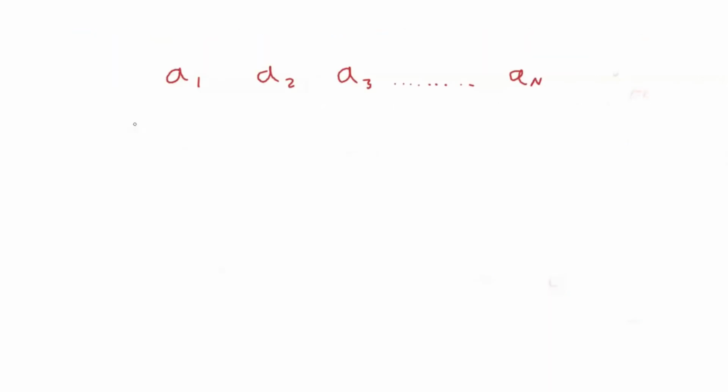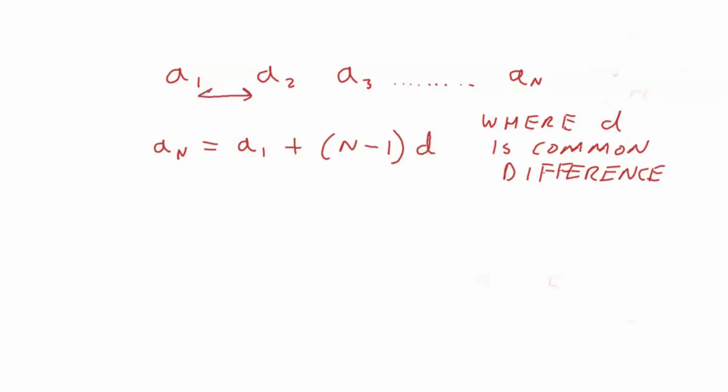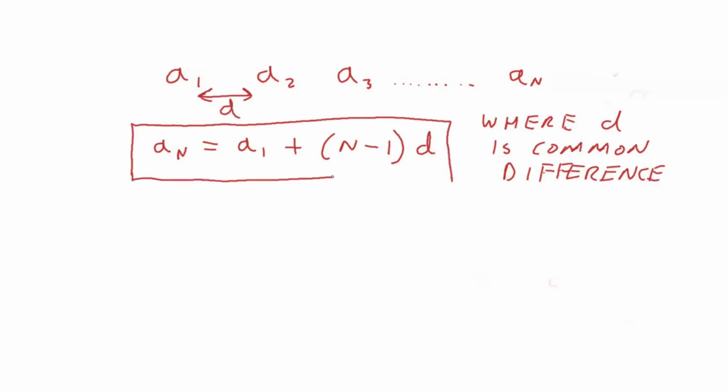So to wrap it up, the nth term of an arithmetic sequence can be found using the formula, and the sum of the first n terms can be found with this one.